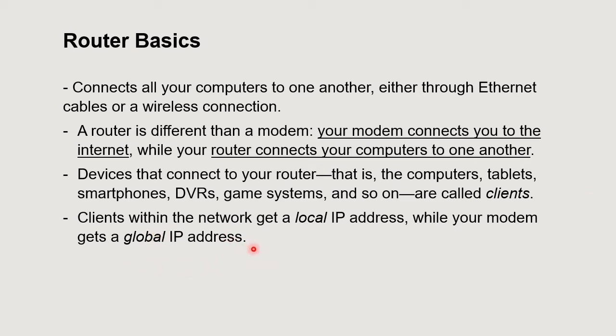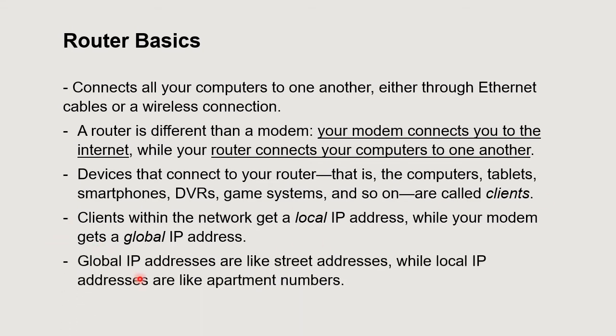Clients within the network get a local IP address, while your modem gets a global IP address. If you compare them, global IP addresses are like street addresses, while local IP addresses are like your apartment numbers. So a local IP address is more specific than a global IP address.